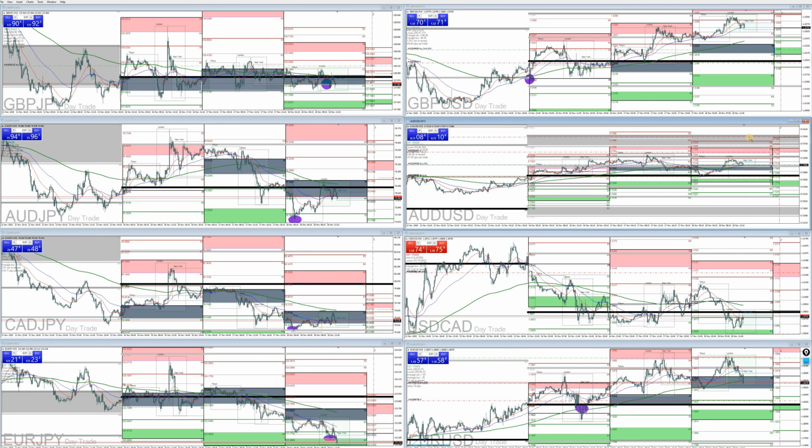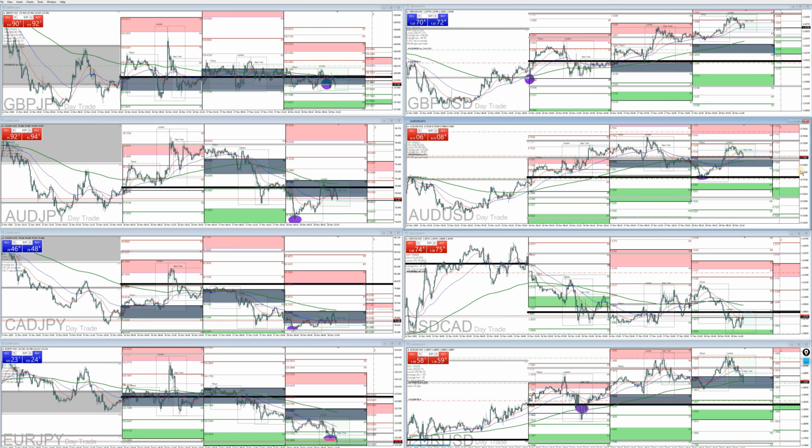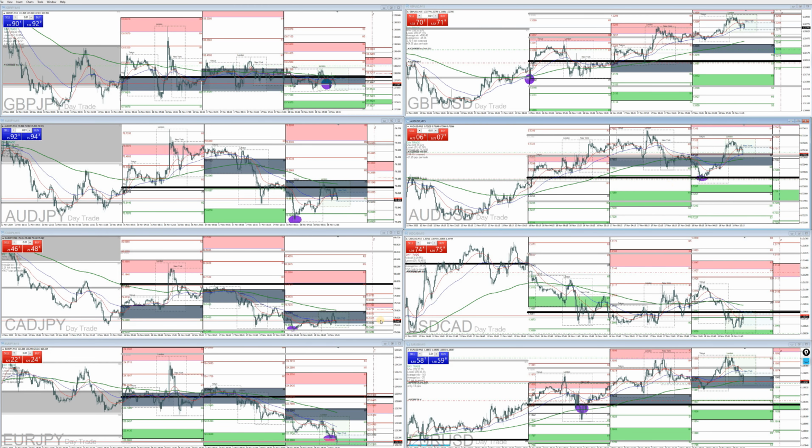$82. My average win is 124. Still not enough. $107. That's good. I'm going to go ahead and mark it with a little arrow. There we go.